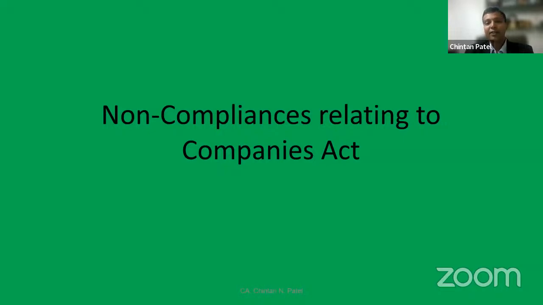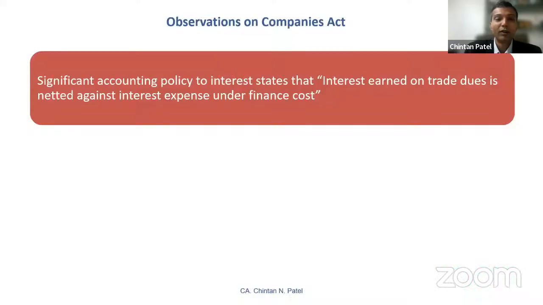Now touching upon the non-compliance with the Companies Act. Significant accounting policy states that interest earned on trade dues is netted against interest expenses under finance cost. See, when we refer to Schedule 3 of the Companies Act 2013, it provides a format of financial statements. Under Schedule 3, Division 1 is for accounting standards, Division 2 for Ind AS companies, and Division 3 is for NBFC. So the format of financial statements for companies following accounting standards is as per Division 1 of Schedule 3 of the Companies Act 2013.